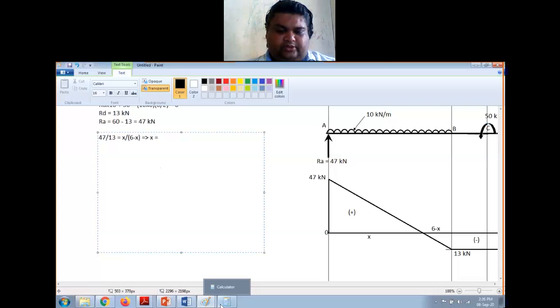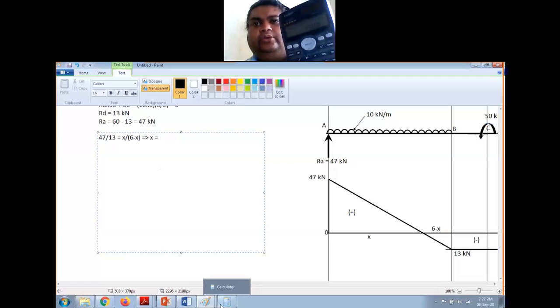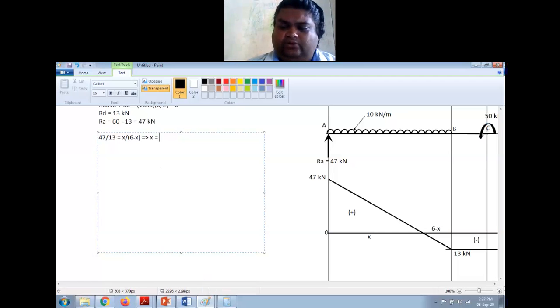47 divided by 13 is equal to a divided by 6 minus a. Sometimes it calculates and sometimes it says it cannot solve on your scientific calculator. Yeah, now here it is showing me 4.7, right? So x is equal to 4.7 meter.